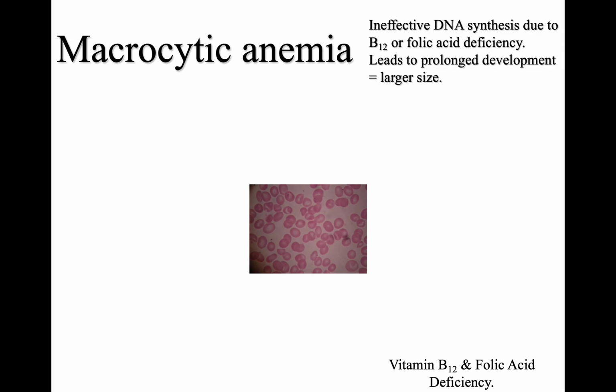Macrocytic anemia, they're abnormally large. Ineffective DNA synthesis due to vitamin B12 or folic acid deficiency leads to prolonged development because it's waiting for them to develop, and hence a larger size. And this is our folic acid deficiency and our vitamin B12s. Abnormally large cells is what they look like. Macrocytic reticulocytes are not able to divide and mature, but they die prematurely. And that's one of the reasons they become big, because they're unable to divide and mature.